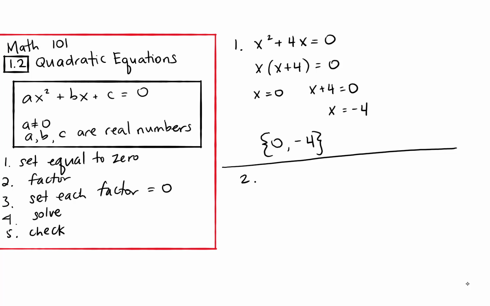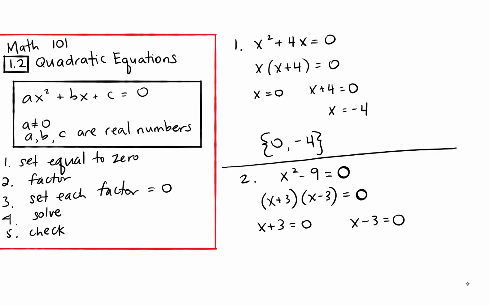Number 2, we have x squared minus 9 is equal to 0. Once again, looking at step 1, it's already equal to 0. Let's go ahead and factor. I get x plus 3 and x minus 3 is equal to 0. We want to set each factor equal to 0, so I'm going to say x plus 3 is equal to 0, and x minus 3 is equal to 0.